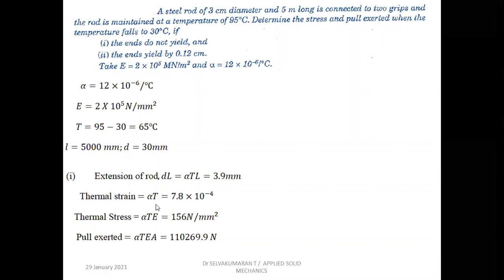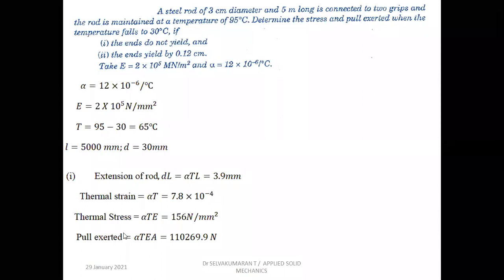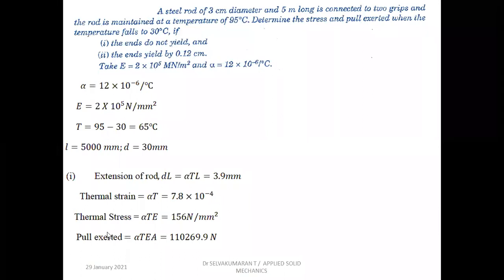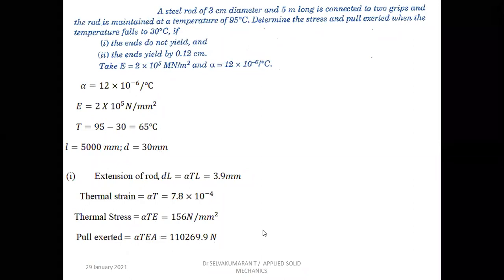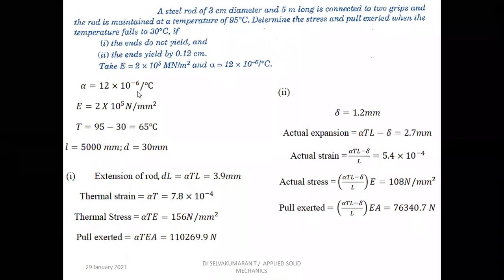Strain is alpha T, the thermal strain. Alpha is available, T is available, just multiply and you will get 7.8 into 10 power minus 4. Thermal stress is alpha T E, that is strain into Young's modulus, which is 156 Newton per millimeter square. Pull or force exerted is stress into area, alpha T E into A, that is 156 into pi by 4, 30 square. You'll get 110269.9 Newton.